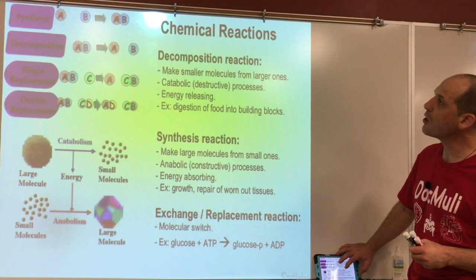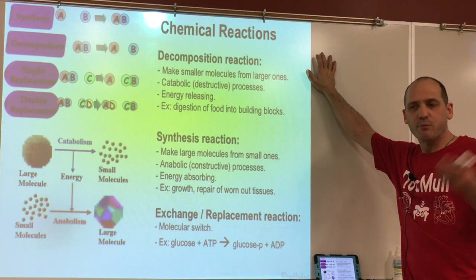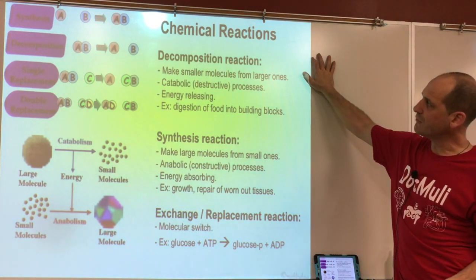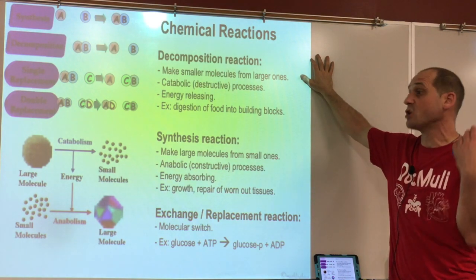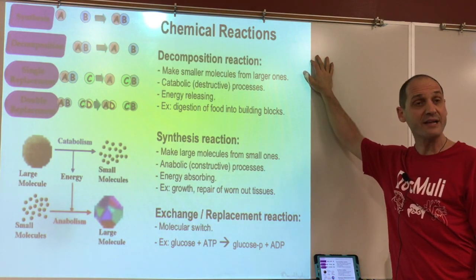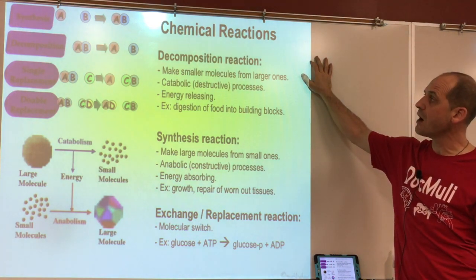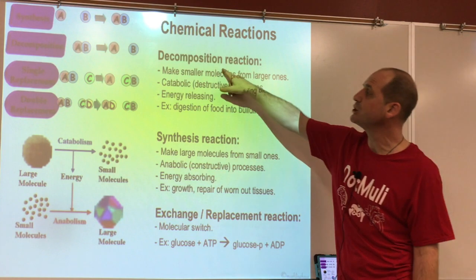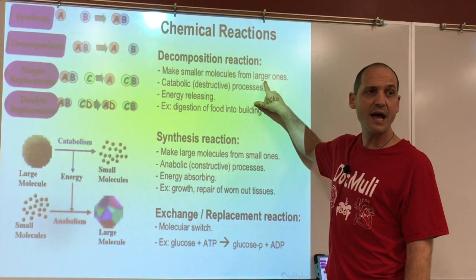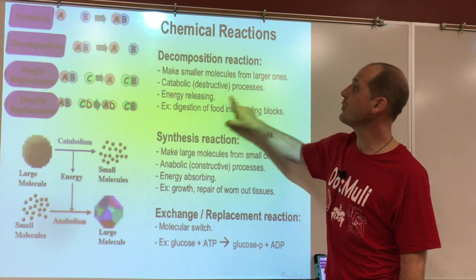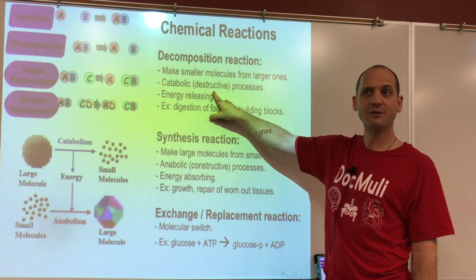So, now we know chemical reactions happen with bonds, which is that electron interaction stuff. And so we figure out what kind of chemical reactions we have. Well, we have some that make bonds, and some that break bonds. For the most part. So we have what we call a decomposition reaction, where we make smaller molecules from larger ones. When we break them down, we break bonds. We know that as a catabolic reaction or destructive reaction.